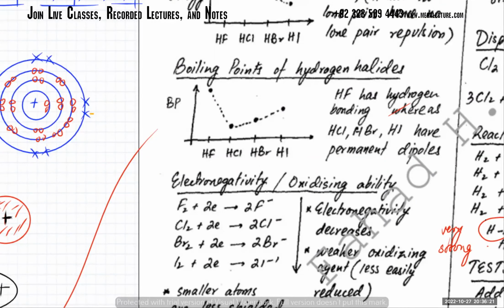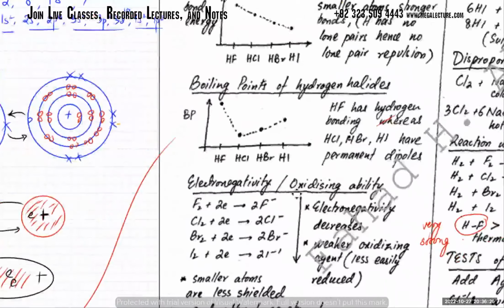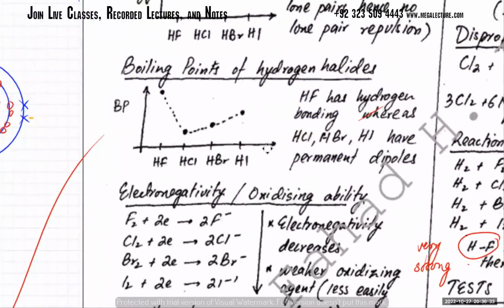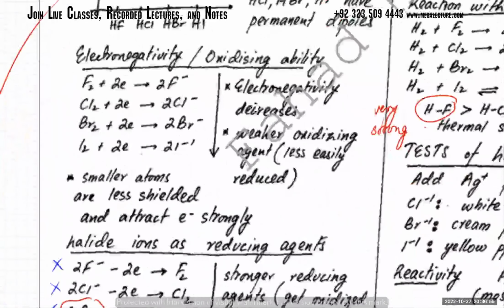Now, the whole explanation for this, you're going to be asked about this. Why does HF have such a high boiling point? Because it has very strong hydrogen bonds. And why are the boiling points of HCl, HBr, and HI low? Because they have weak permanent dipoles, but the strength of van der Waals forces increases down the group. So HI has relatively more electrons, so it has more van der Waals forces. Is this clear? Yes, sir.